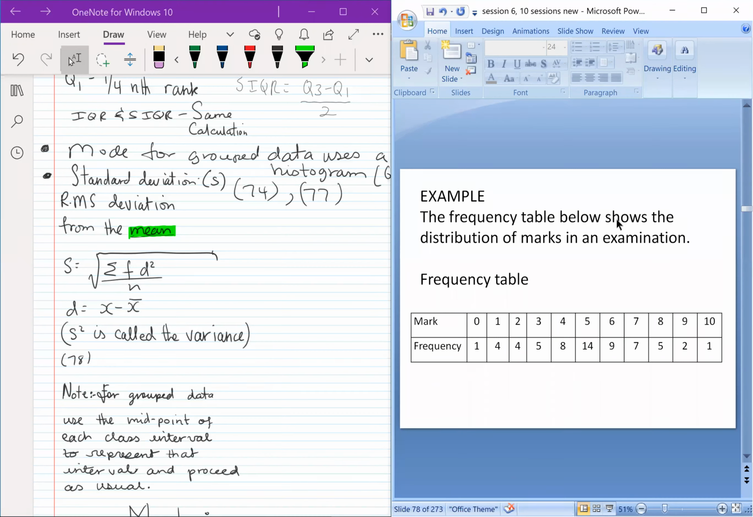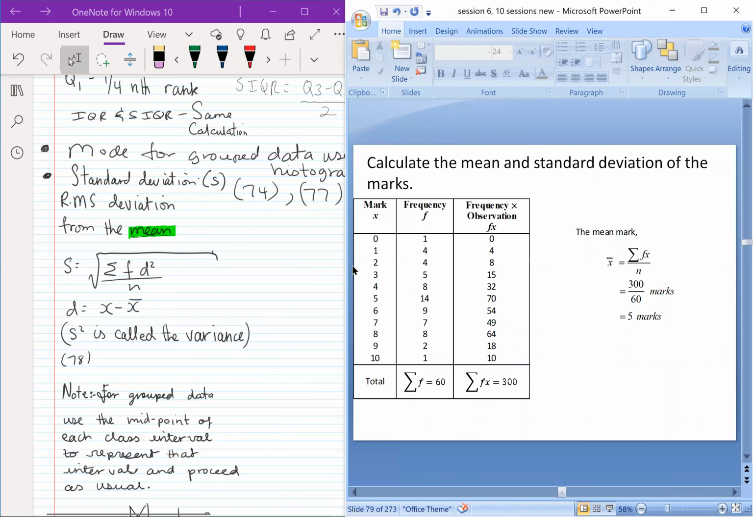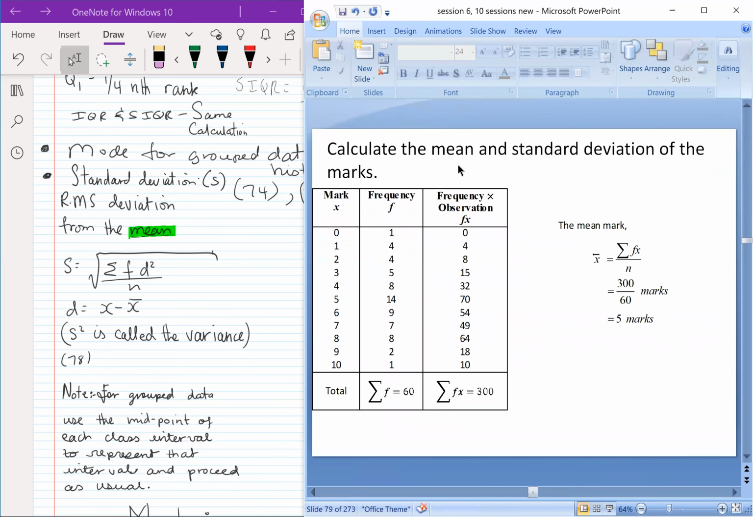So the frequency table below shows the distribution of marks in an exam. So you have your mark, right? And you have your frequency. Good. And we are going to find the mean and the standard deviation of the marks. Now, they may not have told you, I'll move this across a little bit more so it's a little bigger, right? So we're going to calculate the mean and the standard deviation of the marks.